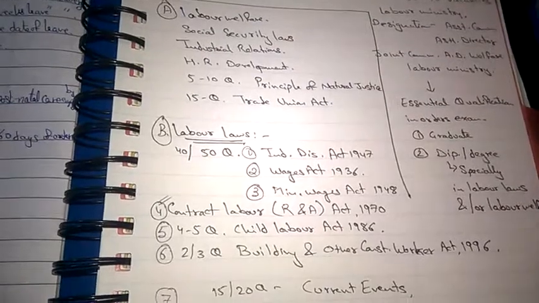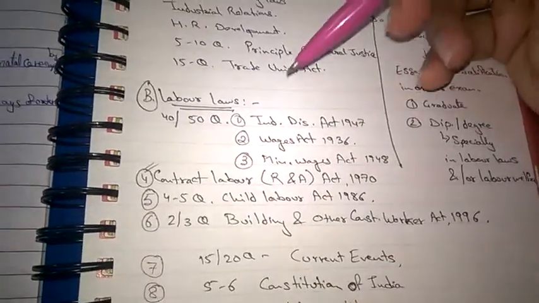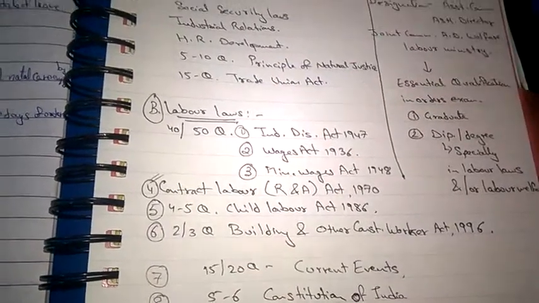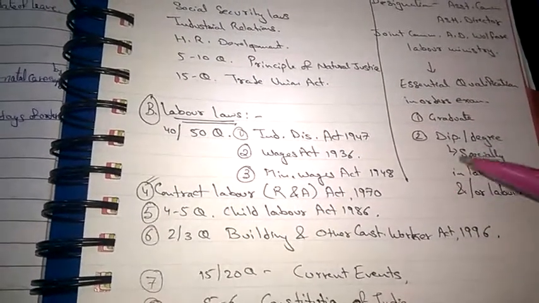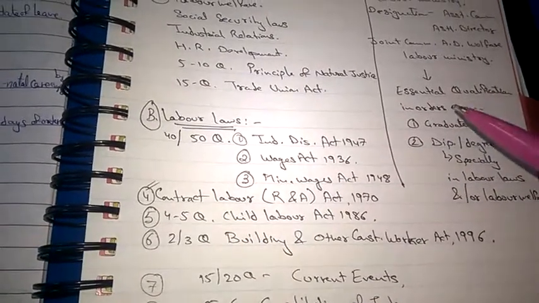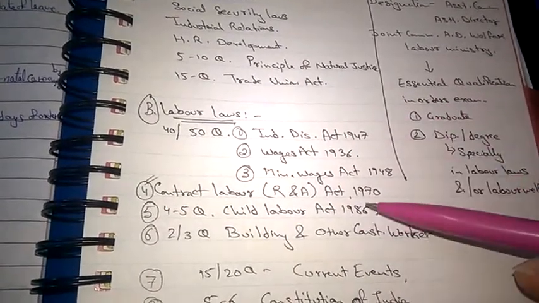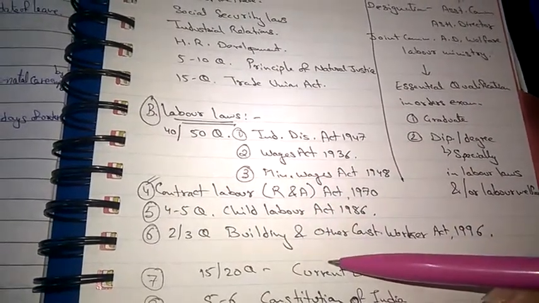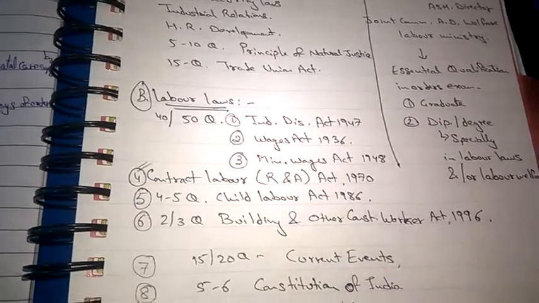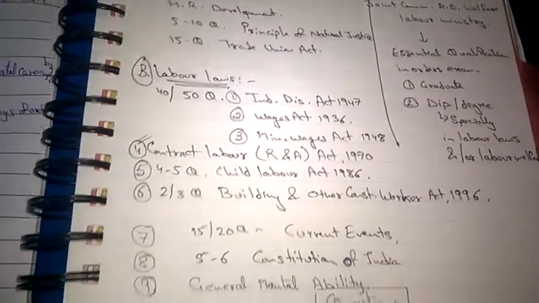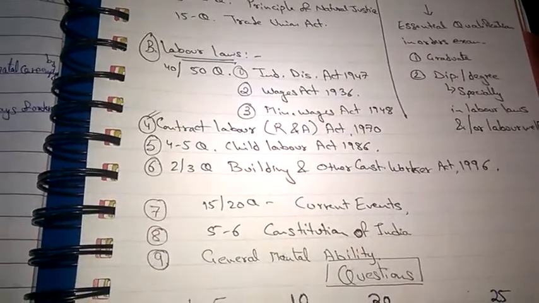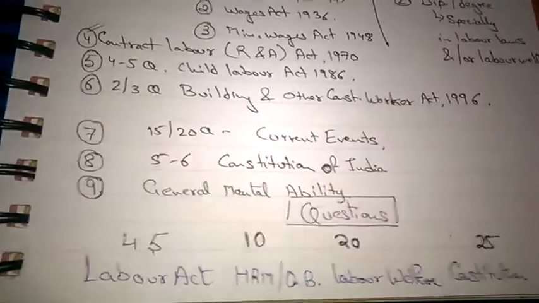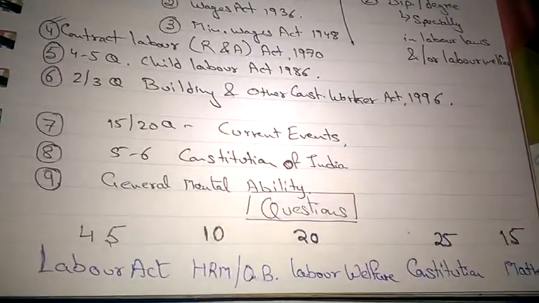All right, so continuing this video, we discussed that labor laws are one of the ingredients in the syllabus of this examination, wherein there are roughly 32 acts specific to the labor industry which are covered here. So the Contract Labor Act, Child Labor Act, Building and Other Construction Act 1996 are there, right? Now today I'm going to discuss the average number of questions which come up in this examination, seeing the past trend.